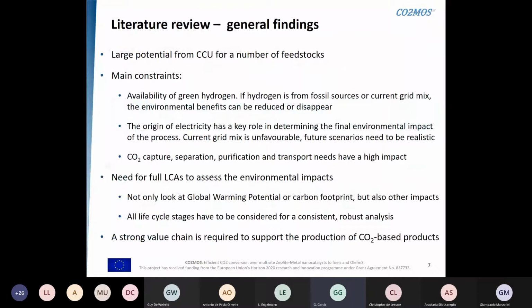So the main finding is that there are good opportunities to produce valuable products from CCU. However, there are a few aspects to consider. Firstly, we need to use green hydrogen to make sure that the environmental impacts of the CCU route are lower than those of the conventional route. So we should produce this hydrogen via water electrolysis using renewable electricity. Also, CO2 capture, separation, purification, and transport create significant environmental impacts, particularly the capture of CO2, and this has sometimes been excluded in LCA studies.